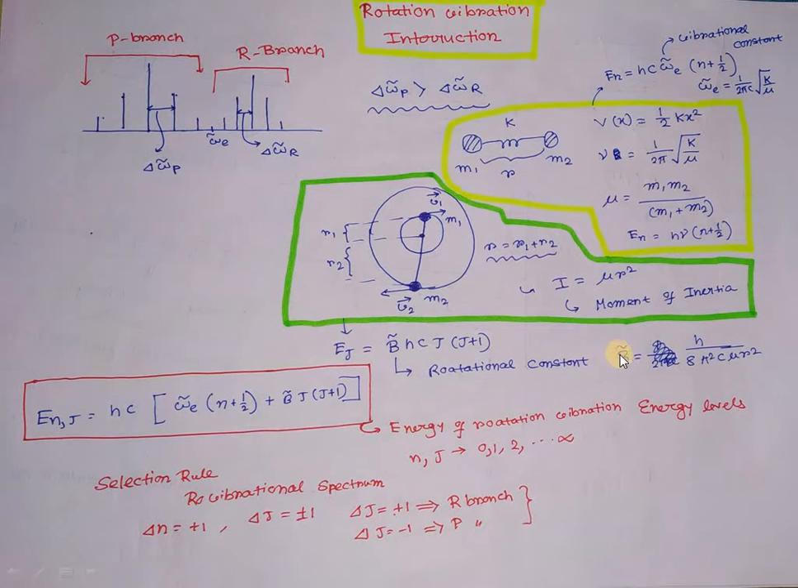Okay, so the expression of the B bar is h by 8 pi square c mu r square. So in this rigid rotor model system, we assume that the bond distance, or the bond length, in between the two atoms is not changing. So that's why we call it a rigid rotor model system.